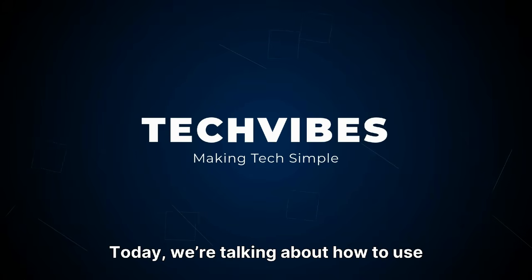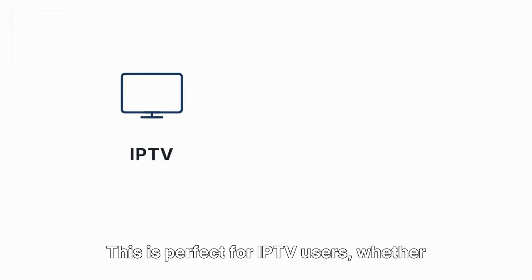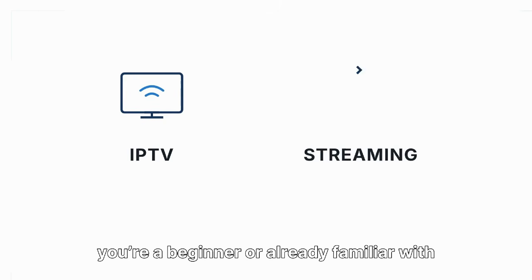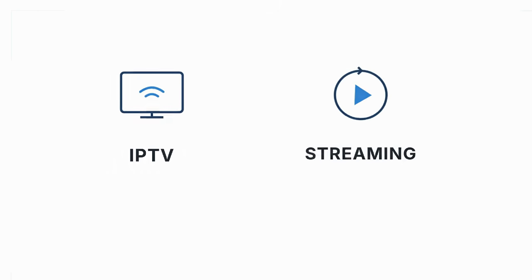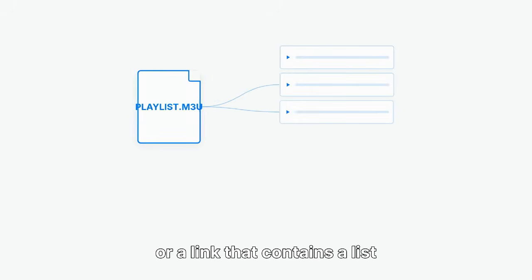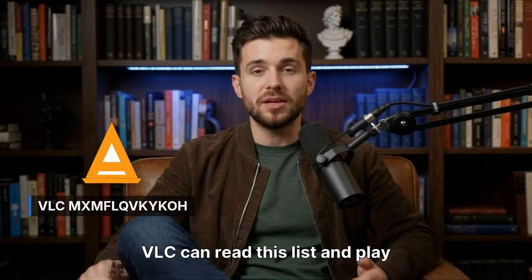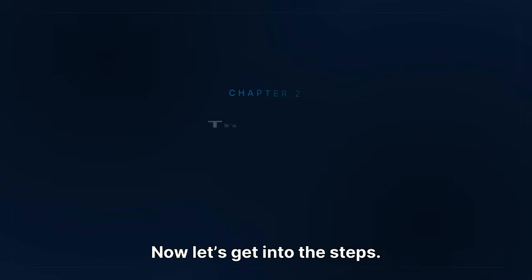Today, we're talking about how to use an M3U playlist in VLC Media Player. This is perfect for IPTV users, whether you're a beginner or already familiar with streaming. First, let's quickly understand what an M3U file is. An M3U playlist is basically a file or a link that contains a list of streaming channels. VLC can read this list and play those channels directly. Now let's get into the steps.